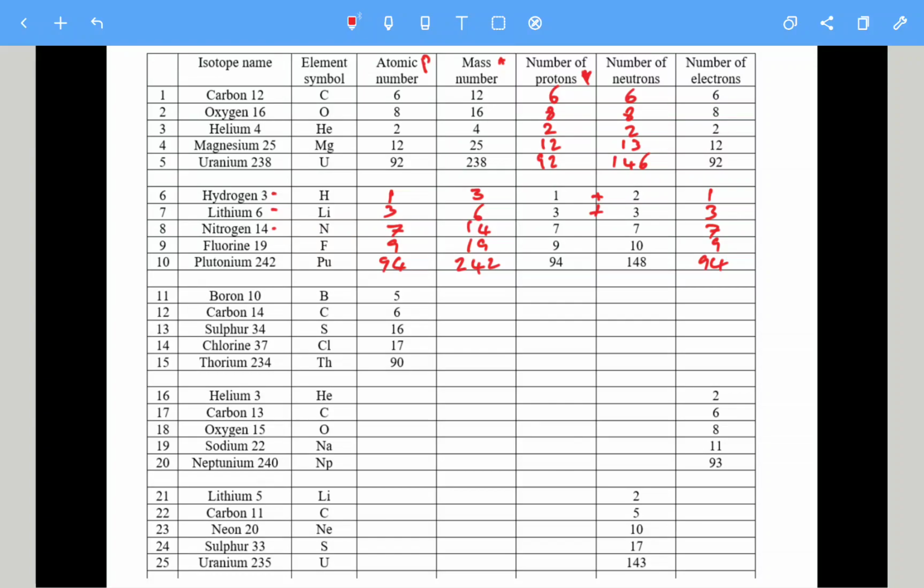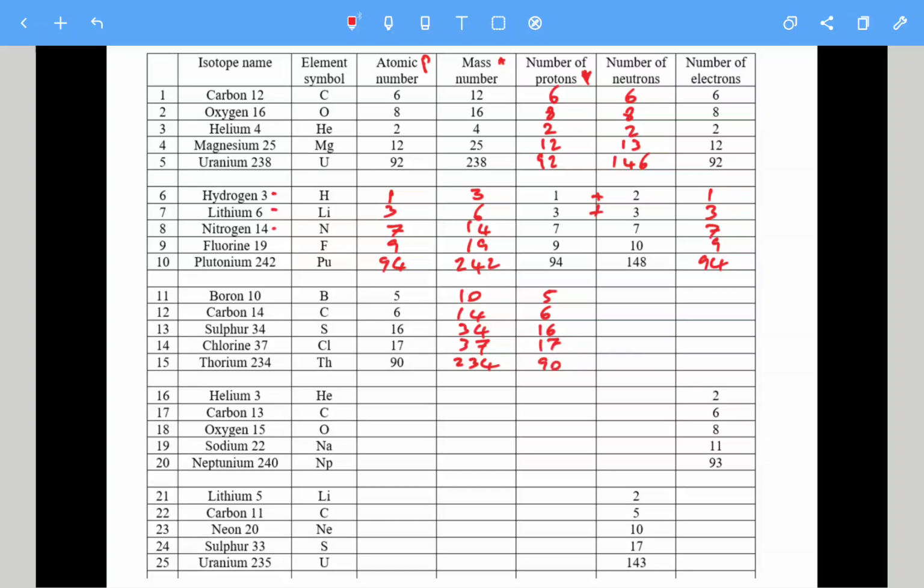Well, so maybe a little bit trickier, getting less information. So we've got boron 10, so the mass number is 10. Carbon 14, 14. Sulfur 34. Chlorine is 37. Thorium is 234. Number of protons, remember, obviously the number of protons is the atomic number, so 5, 6, 16, 17, and 90.